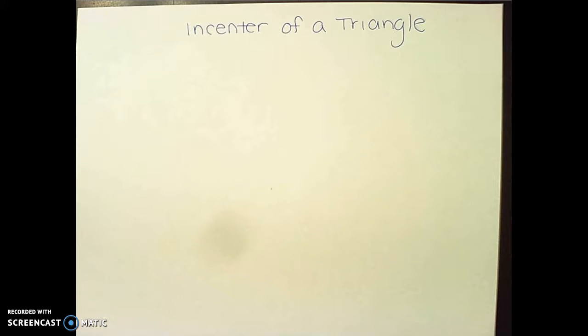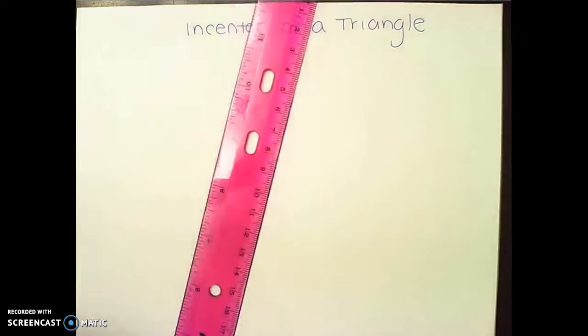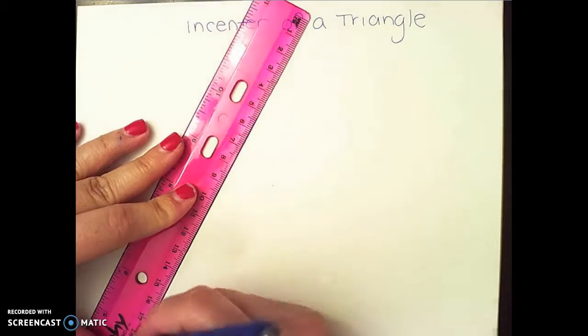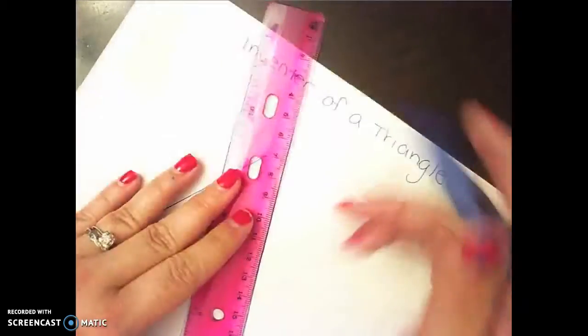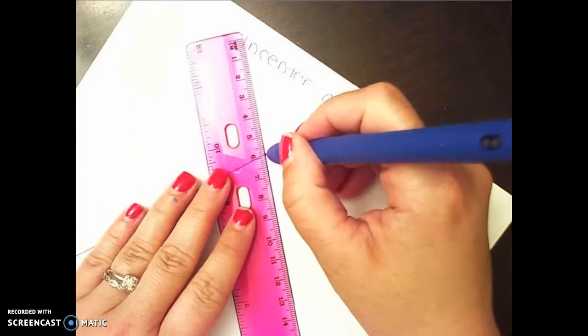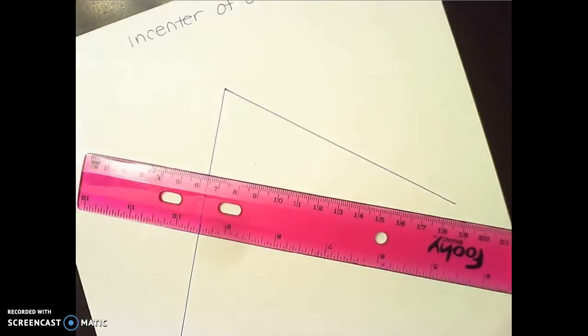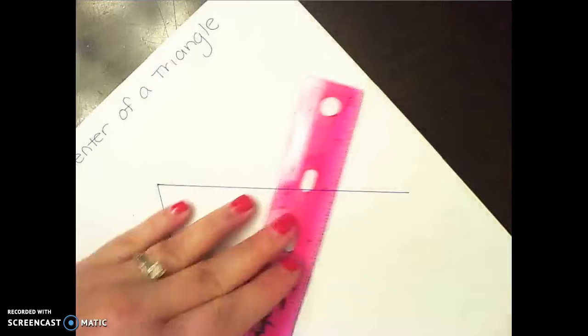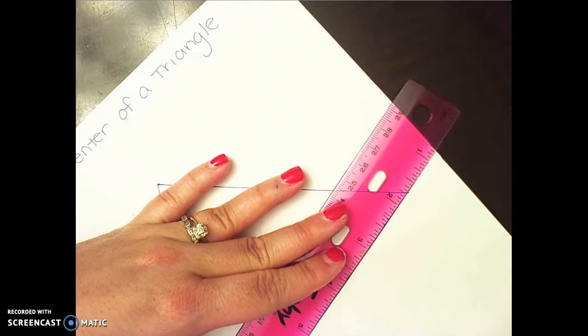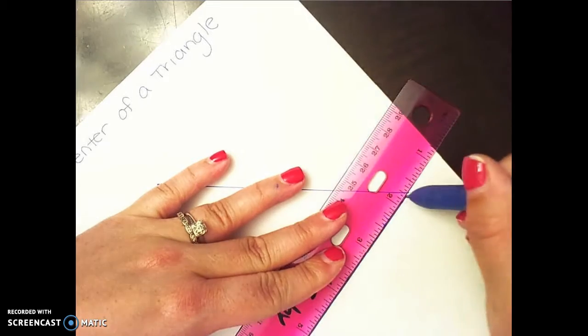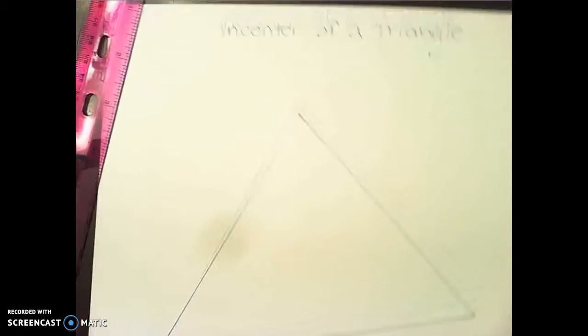This is the construction of the incenter of a triangle. Once again, we're going to start with a larger triangle so that we have plenty of space. And the incenter of a triangle is the point where all of the angle bisectors intersect. So we're going to construct the angle bisectors of two of the angles and see where those intersect.